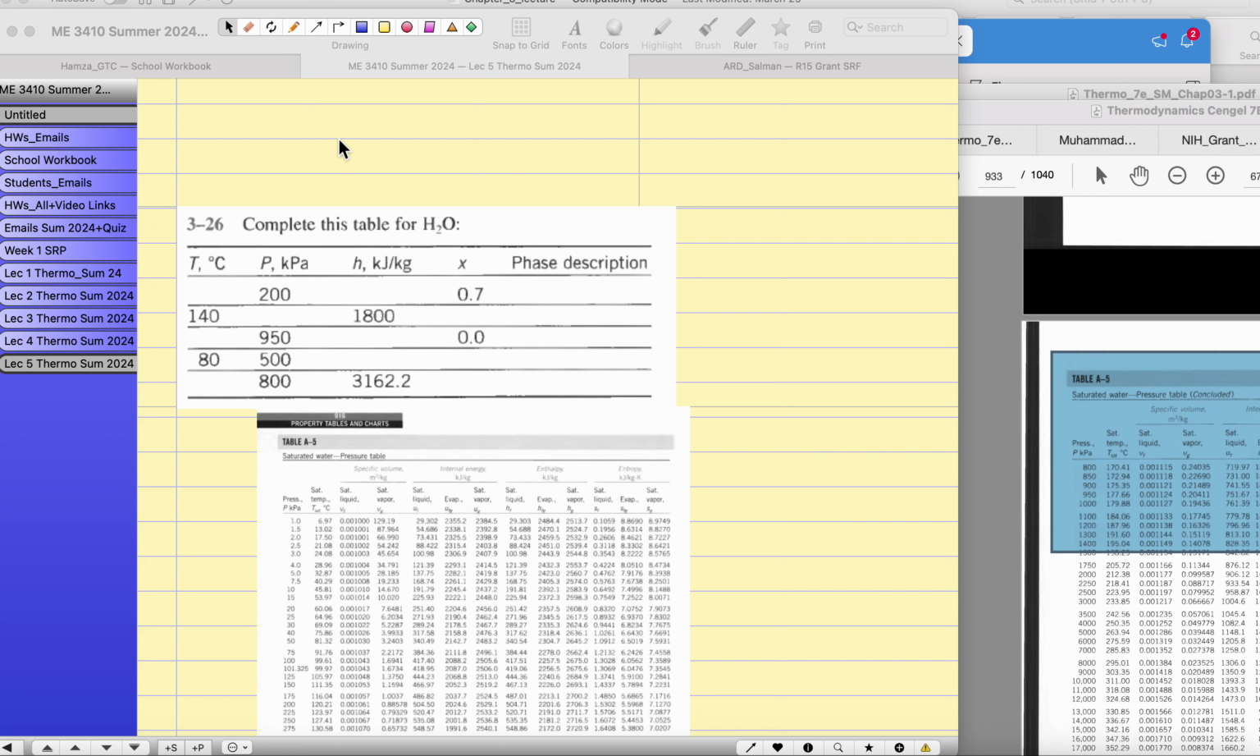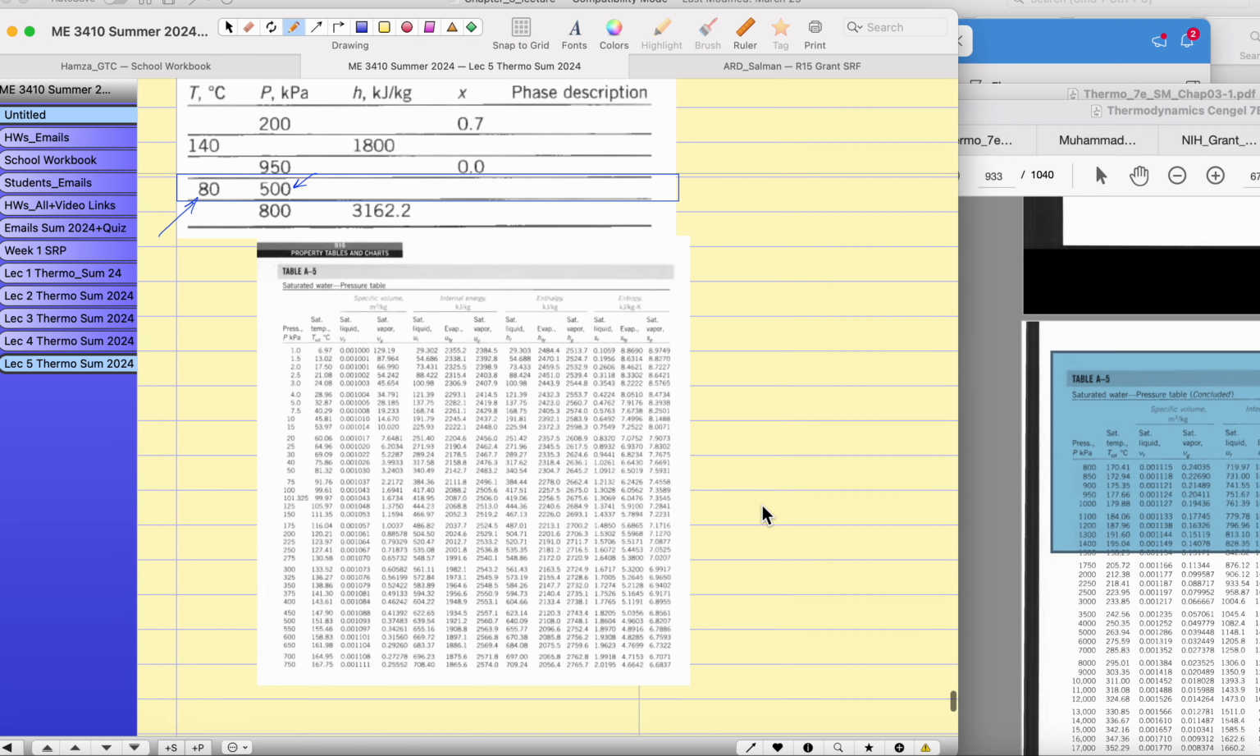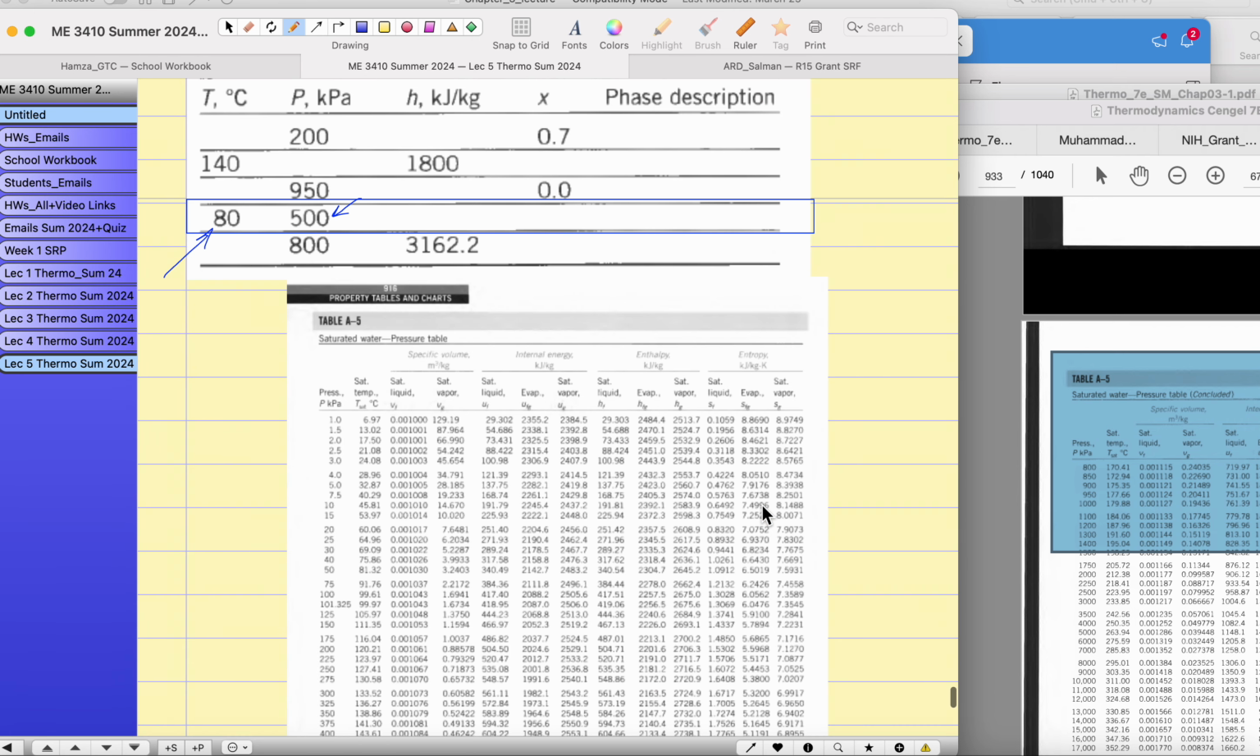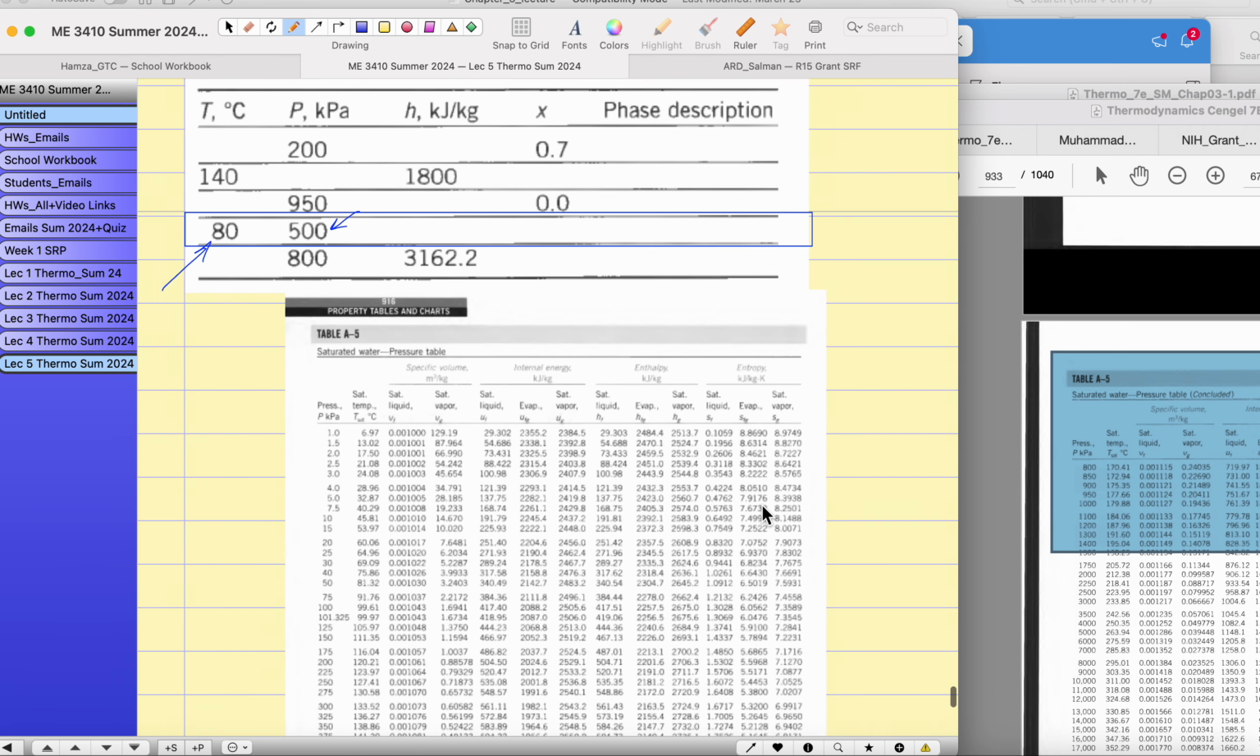Now let's solve this question, 3-26. In this question, let's find out the remaining three column values. At 80 degrees Celsius, the pressure is 500 kilopascal. So if you go to the pressure table A-5, you will see at 500 kilopascal what the saturation temperature is.